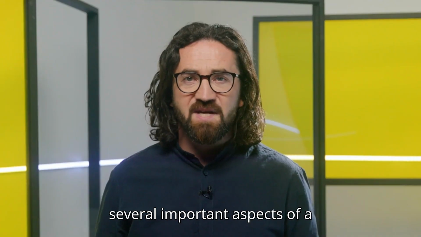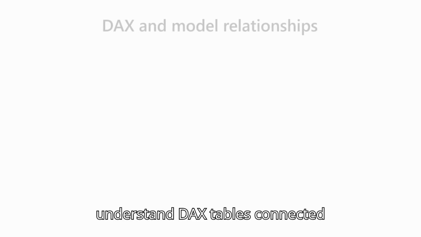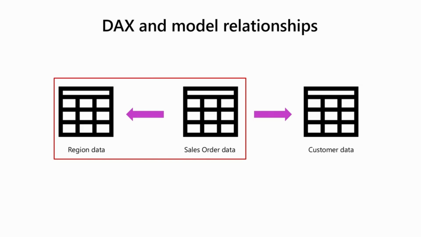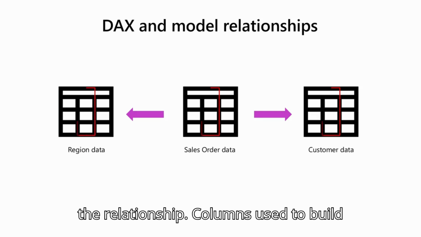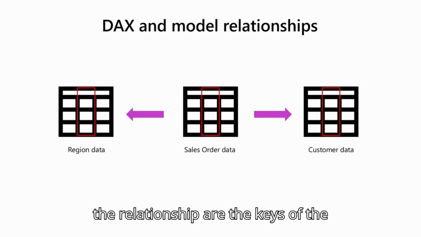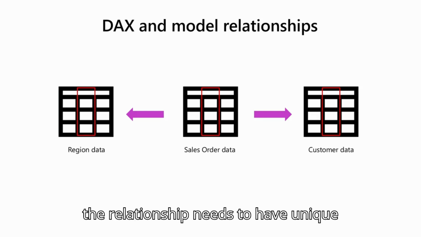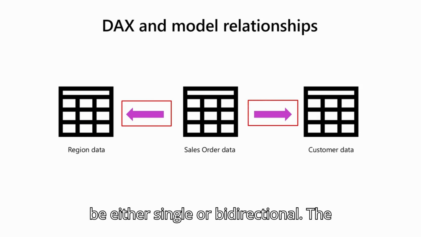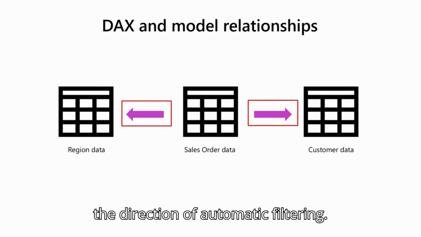There are several important aspects of a relationship that will help you to understand DAX. Tables connected via a relationship are not the same. They are either on the one or many side of the relationship. Columns used to build the relationship are the keys of the relationship. The column on the one side of the relationship needs to have unique values, and table relationships can be either single or bidirectional. The direction of the relationship determines the direction of automatic filtering.